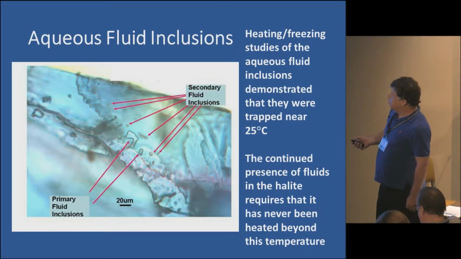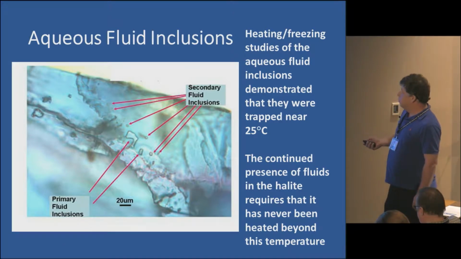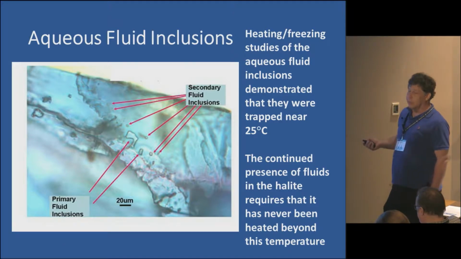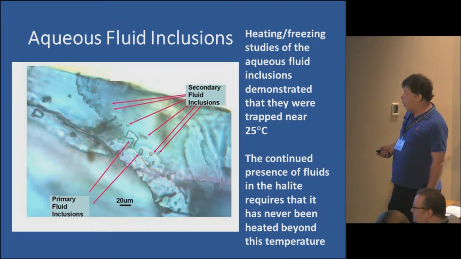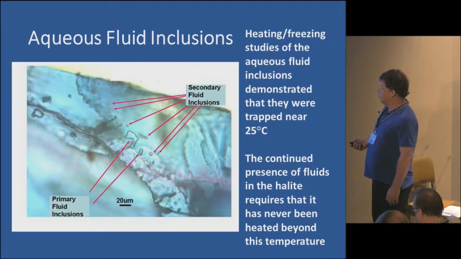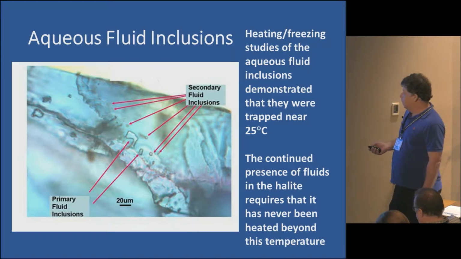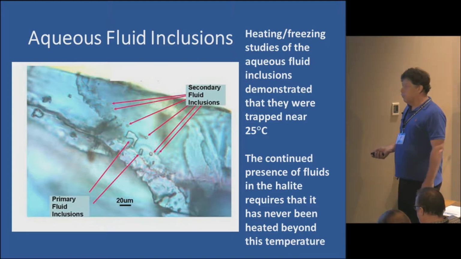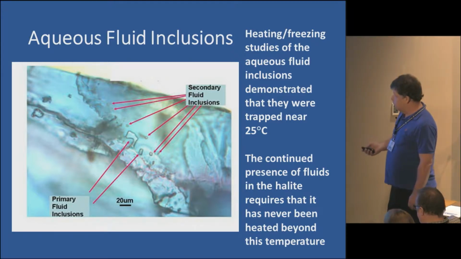And by doing heating freezing experiments, we could conclude that these were trapped at room temperature. So you're talking about some body in the early solar system which had liquid water 4.5 billion years ago at brines. And the fact that there are still fluid inclusions in these halite grains means they haven't been heated in the last 4.5 billion years, which is unusual for meteorites. This is a really rare thing.